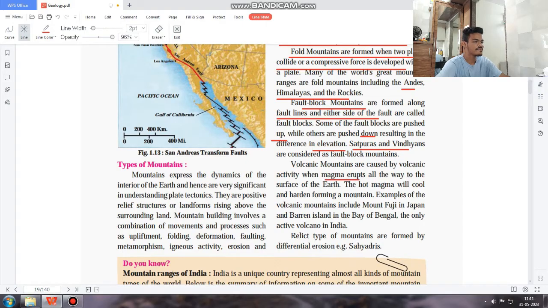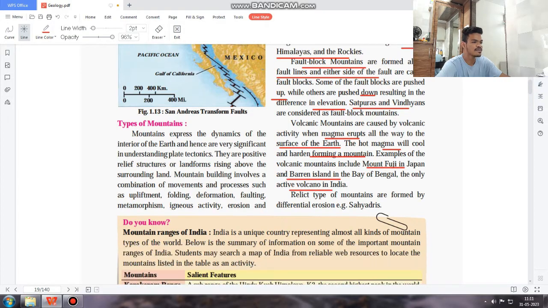Volcanic mountains: when magma erupts all the way to the surface, the hot magma cools, forming a mountain. When magma comes out of the volcano, that forms a mountain. Best examples are Mount Fuji and Barren Island, which is an active volcano in India. Last is relict mountain, formed due to differential erosion.